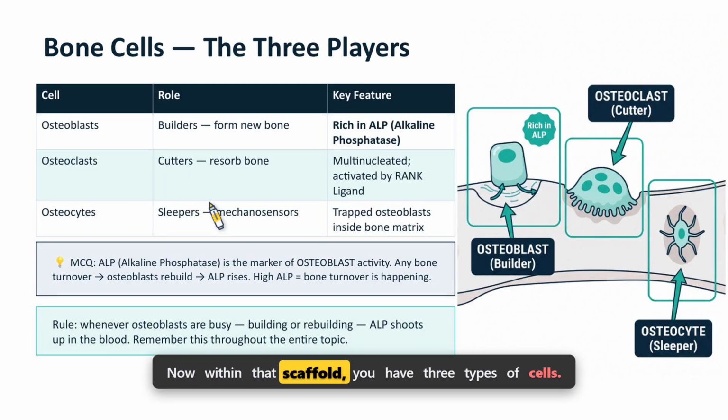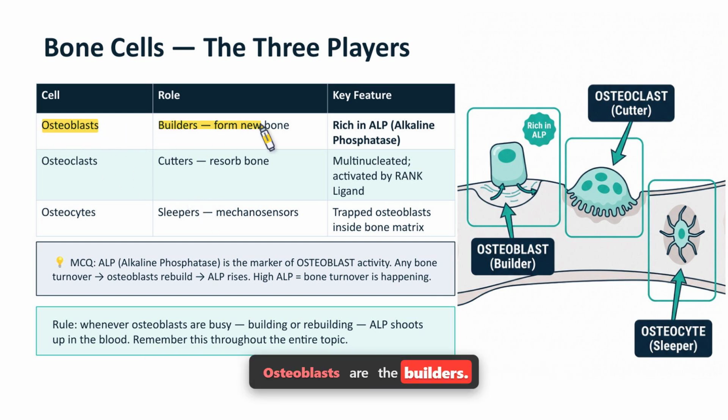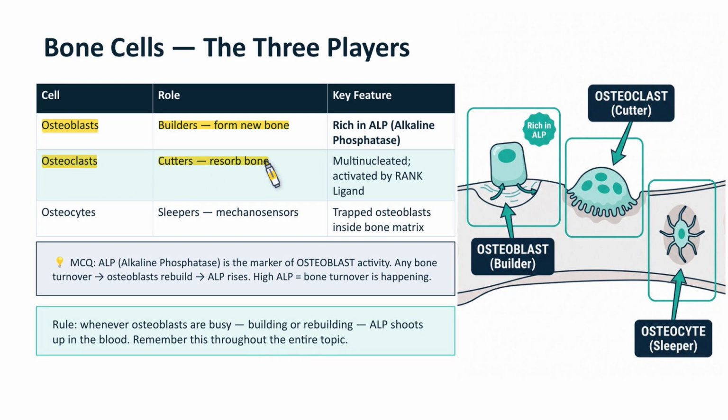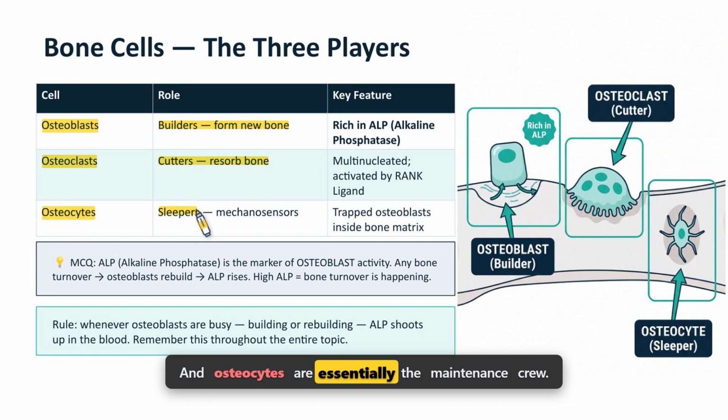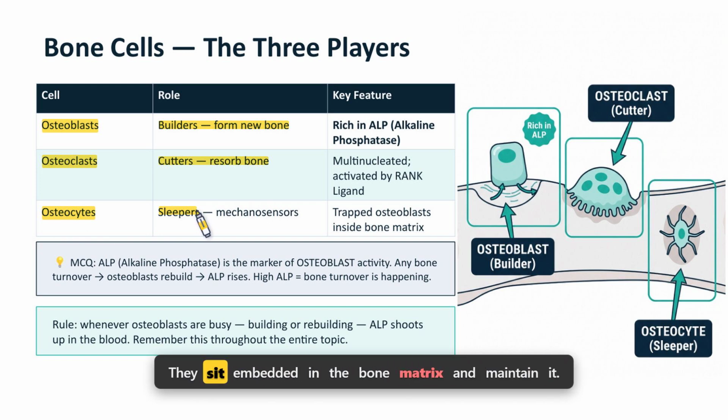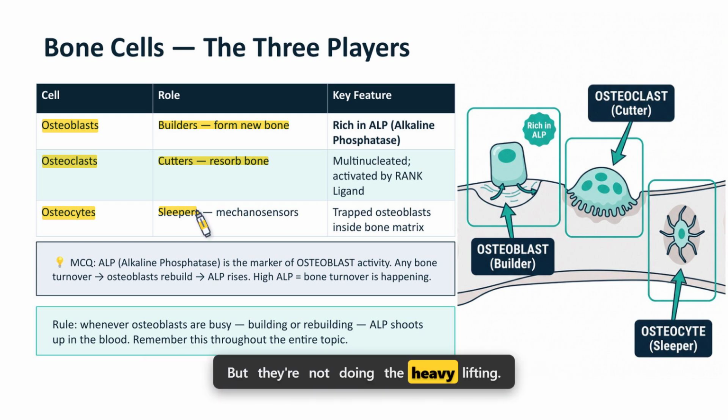Now within that scaffold, you have three types of cells. Osteoblasts are the builders. They lay down new bone matrix. Osteoclasts are the cutters. They break bone down. And osteocytes are essentially the maintenance crew. They sit embedded in the bone matrix and maintain it, but they're not doing the heavy lifting.